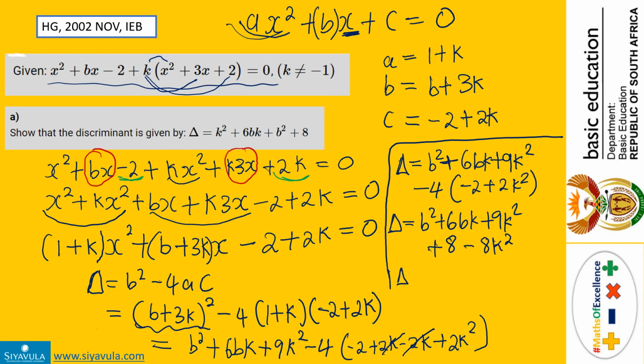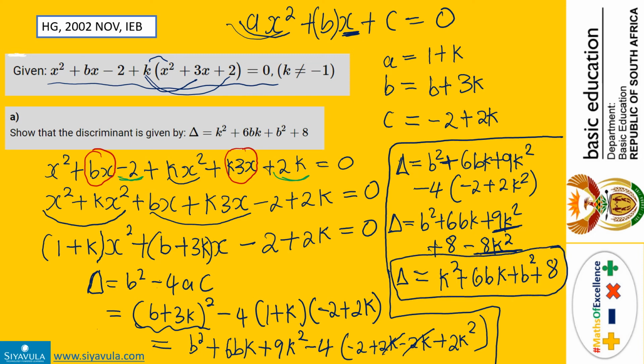Then we can group the like terms and see if our delta will give us that. So we can see we have 9k squared minus 8k squared, right? It will give me k squared. Then we have plus 6bk plus b squared plus 8. Then if you check, we have proven that really our delta is the same as that one, k squared plus 6bk plus b squared plus 8.